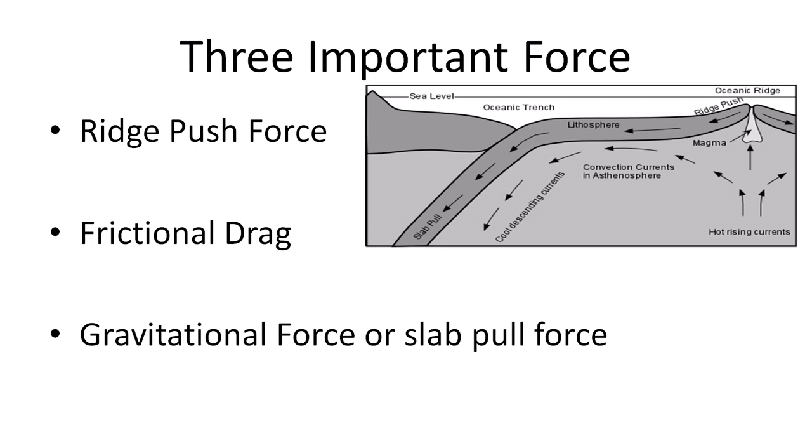That means the ocean plates are generally heavier than continental plates, and the ocean plates move towards the bottom of the continental plate, and the force which causes the ocean plate to move downward is the slab pull force.